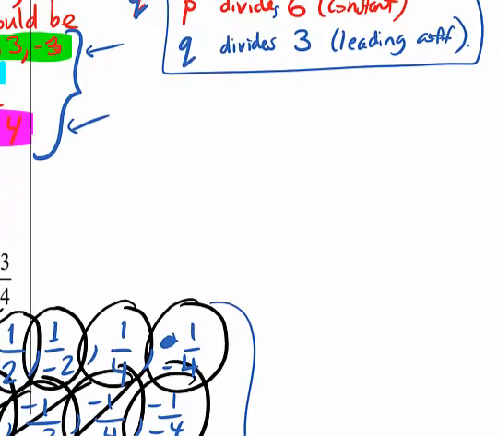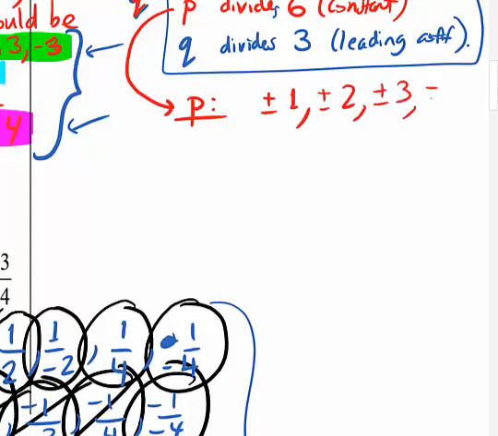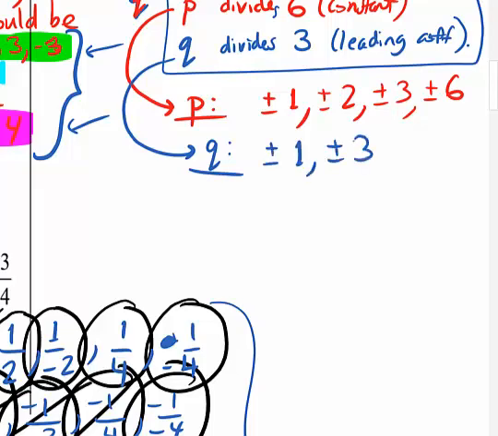For P, first of all, P divides into 6. Let me think about what are all the things that divide into 6. P must be, let's see, 1 and -1 divide into 6. 2 and -2 also divide into 6. 3 and -3. 6 and -6. So those are all the possibilities for the numerator P. Q has to divide into 3, which means there's fewer options for Q. The only things that divide into 3 are 1 and -1, 3 and -3. So those are our options right there.